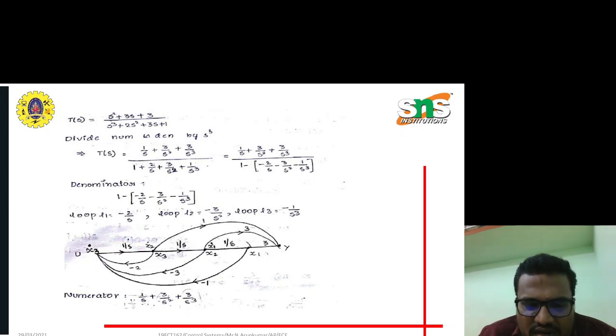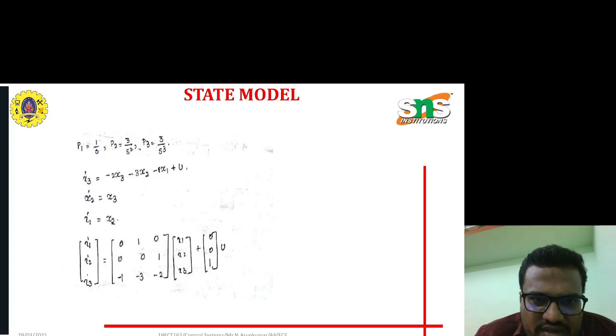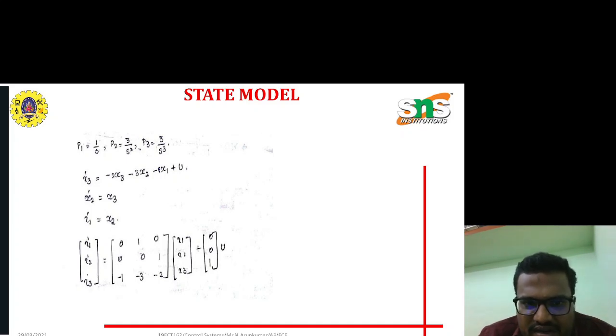So after the calculation work, we can get the final equations x3 dot, x2 dot and x1 dot. Altogether we can get the information on which possible lines are there. By using x3 dot we can write minus 2x2 minus 2x3 minus 3x2 plus minus 1x1 plus u, and x2 dot equals x3, x1 dot equals x2. Then x1 dot, x2 dot, x3 dot equal to the concerned matrix, which can be framed by using the above values. All the values are placed in the matrix so that you can get the final equation.